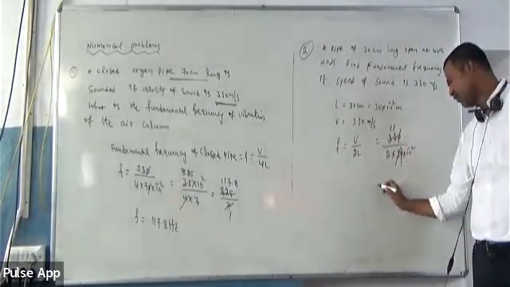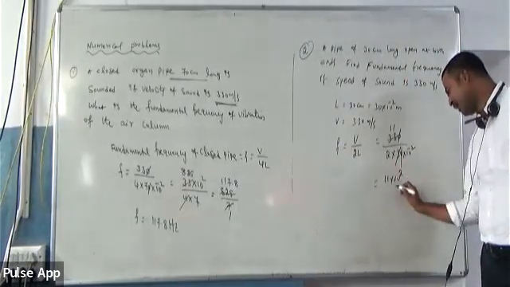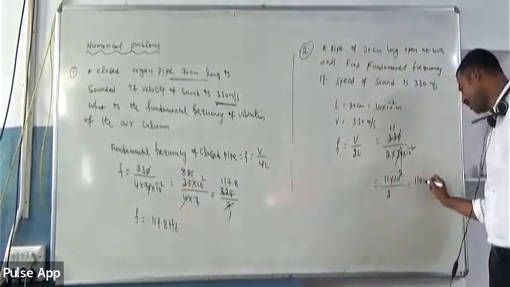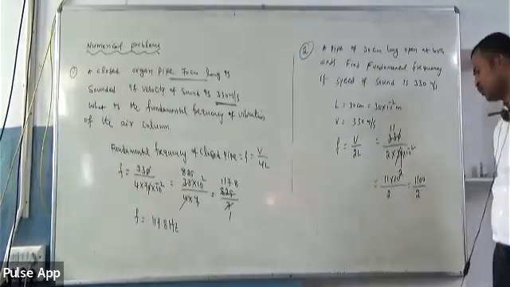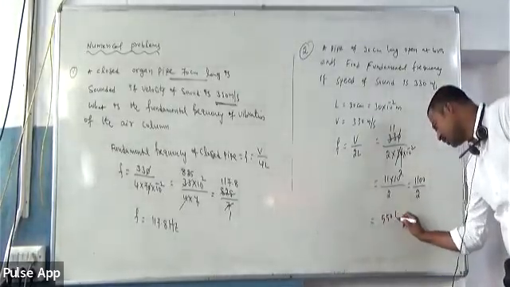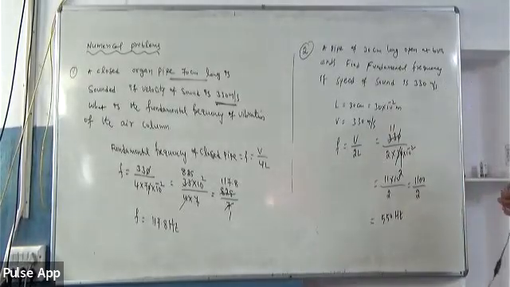10 to the power of minus 2 will go up, meaning 11 into 10 to the power of 2 will be got by 2. And this becomes 1100 by 2. So finally the answer, 1100 by 2, will be 550 hertz. 550 hertz. This is the answer.